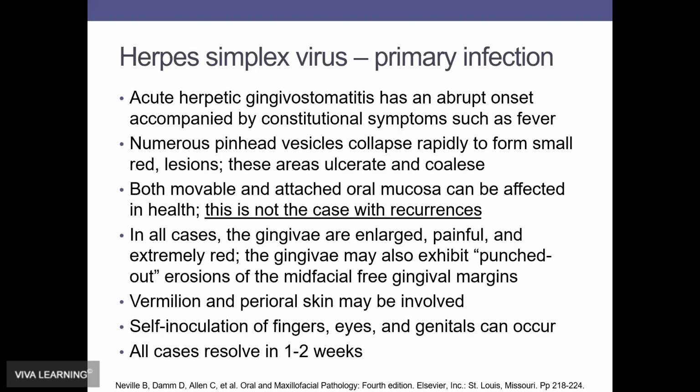And I'll show you pictures. So the vermilion and perioral skin may be involved, and you have to watch because the age range of people who get primary herpes is typically between the ages of 6 months and 5 years old. And these patients might put their fingers in their mouth and spread the herpes to any cuts they have on their fingers. They can then spread it to their eyes or genitals. So you sort of have to watch if it's a young patient that has these lesions because they can self-inoculate.